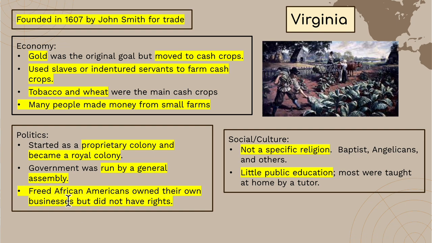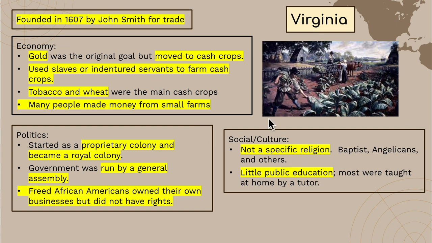Eventually, some enslaved people were allowed to buy their freedom, or African immigrants who came over owned their own businesses, but did not have rights and were not treated as citizens. So even if they had their freedom, they did not have the same rights as a white person who would also be running a business or living beside them.